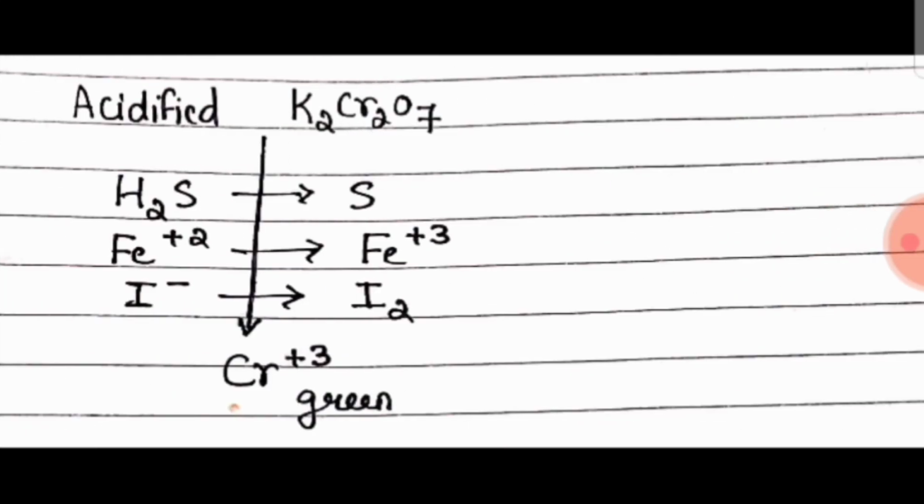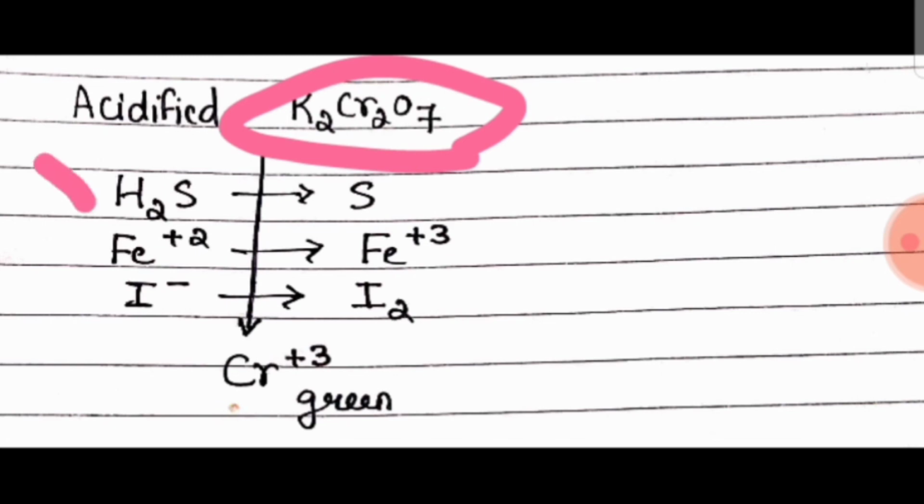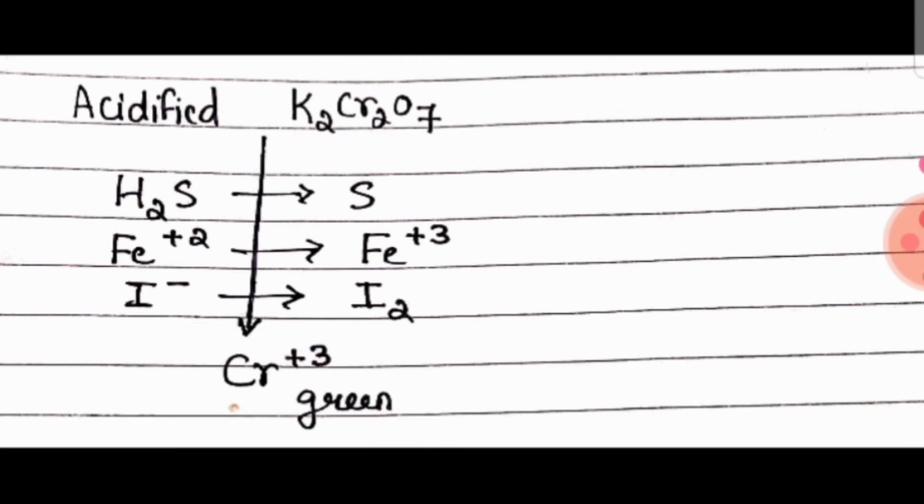Then acidified potassium dichromate K2Cr2O7 is also a good oxidizing agent. So you can see here how it is going to oxidize H2S, Fe2+ and I-, and after oxidation it will convert to green colored Cr3+ ion.